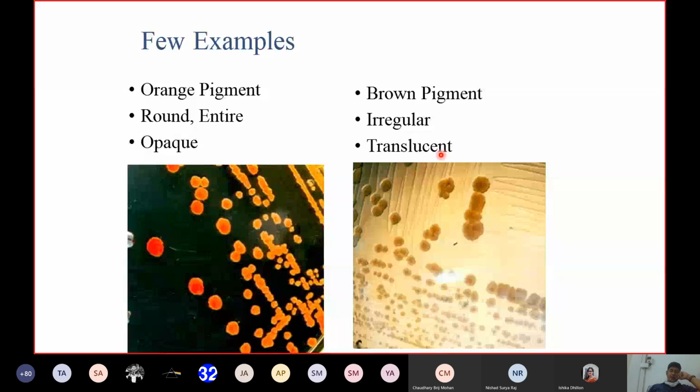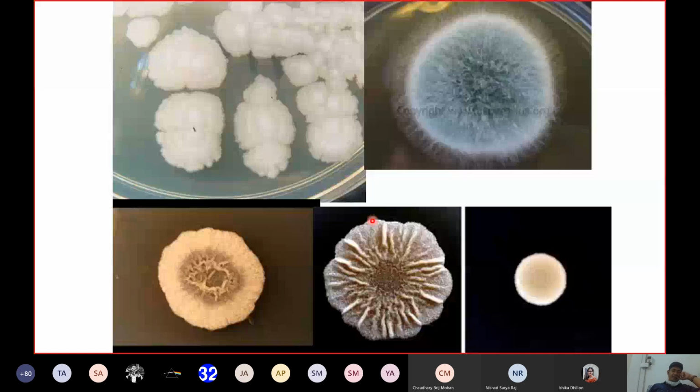Transparent, translucent, and opaque. Those are the three different terms. So these are translucent. Margin, we have already seen the pictures. Now here are different types of margin, and different types of surface also. Again, these are rough. The margin is very irregular.